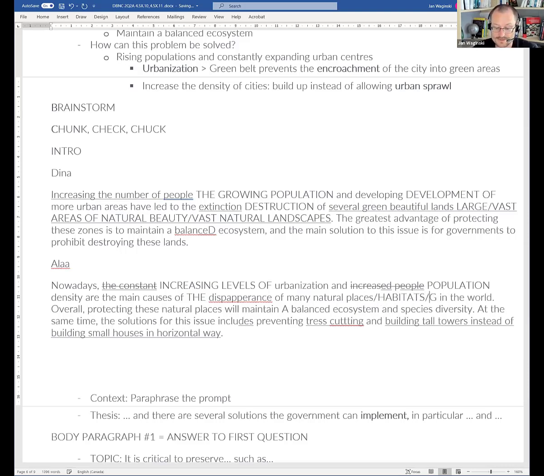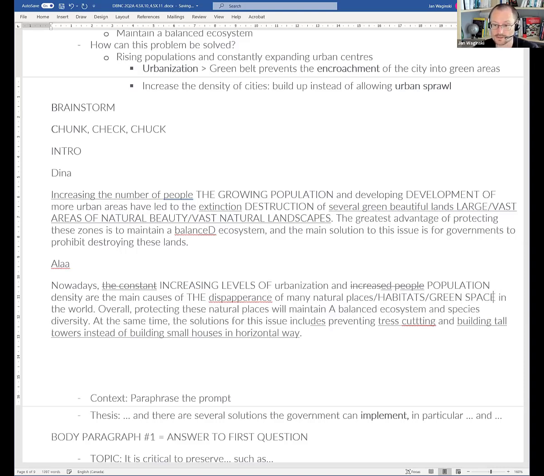You know what? Green spaces. Sorry, it's still early. Coffee hasn't fully kicked in. My internal thesaurus is finally waking up. Okay, just green spaces. Natural habitats, green spaces, and the diversity.